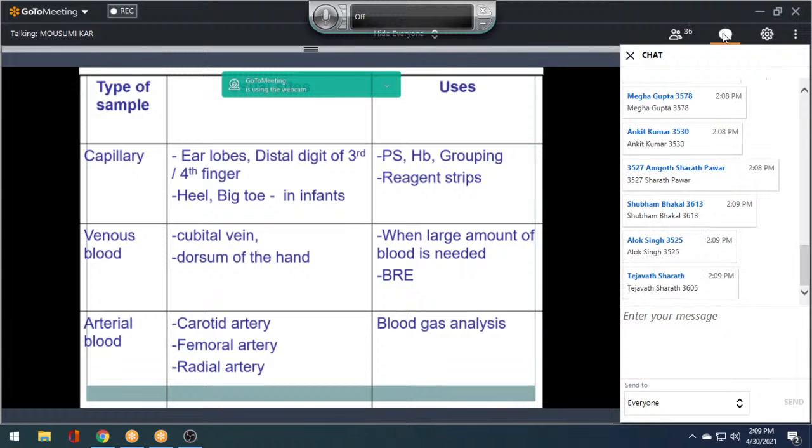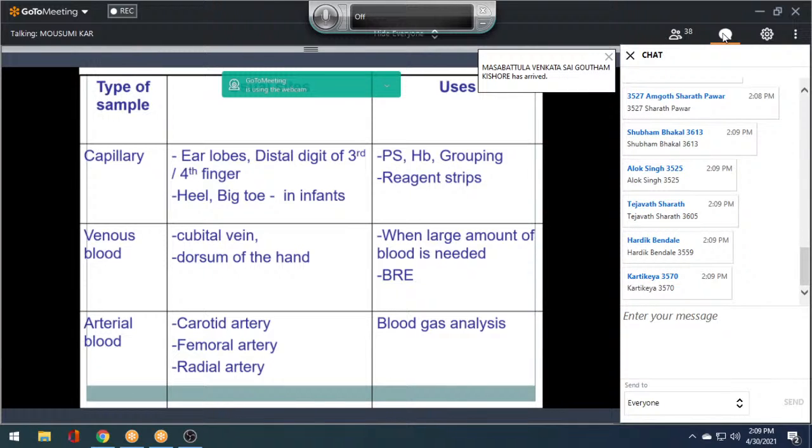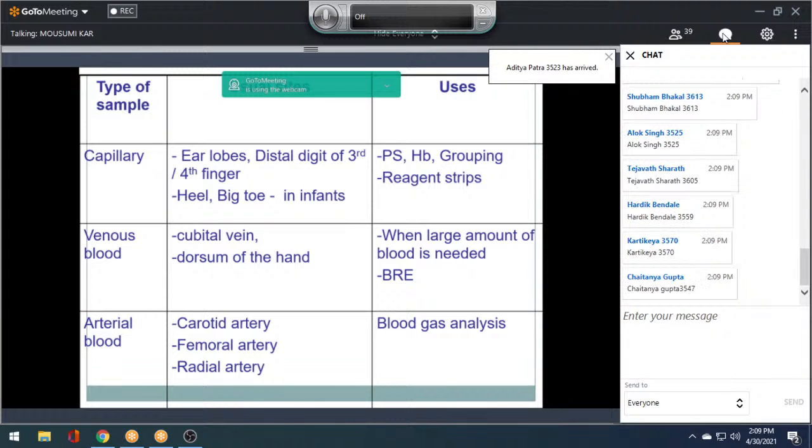The most commonly sampled is the venous blood, which we obtain from the cubital vein. And if that is not available, then the dorsum of the hand. This is used for our blood routine in our setup. Then we also have arterial blood, which is taken directly from the artery, carotid, femoral, or radial artery, which we use for ABG, that is arterial blood gas analysis.